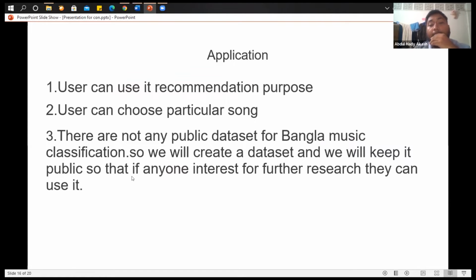At first, as I said, there is no public dataset for Bangla music classification, so we are going to make it public. If anyone wants to do future research, they can use it comfortably.